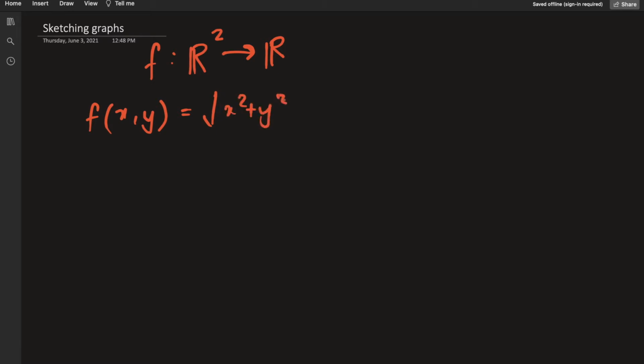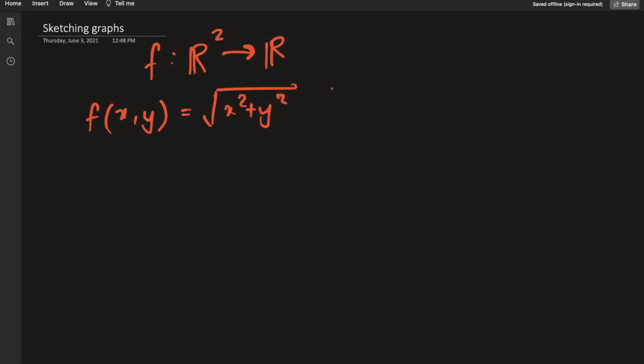Okay, so consider f, which maps points in R2 to R, so it's a scalar field. You have f of x and y. It's a multivariable function, so it will depend on two things now, not just one. Let it be the square root of x squared plus y squared.